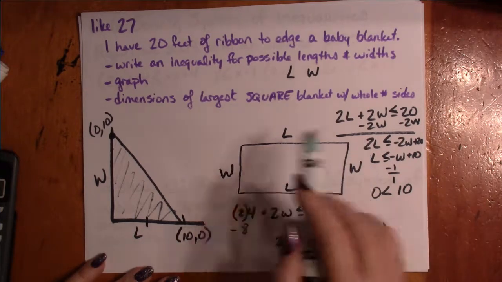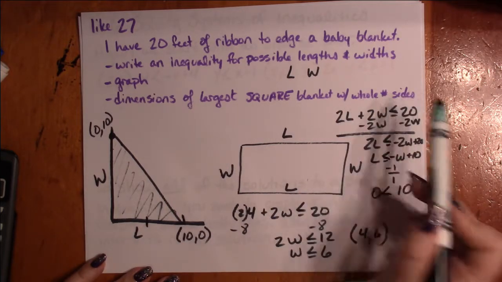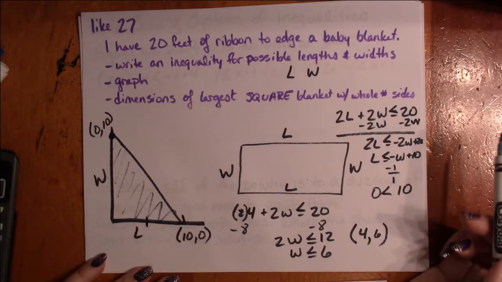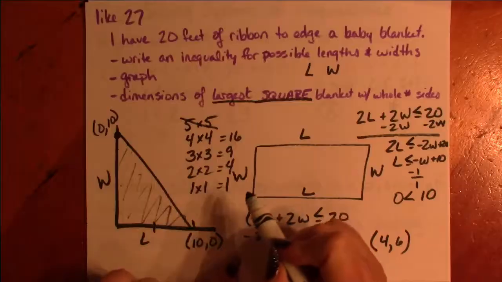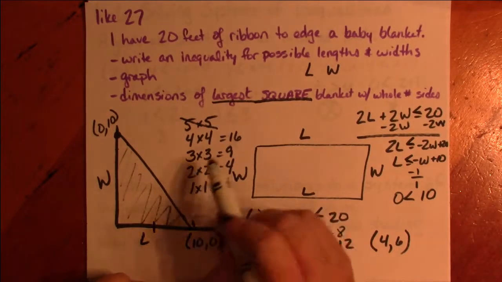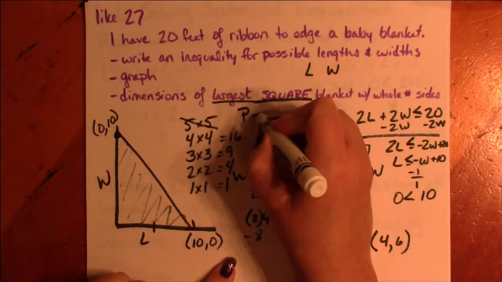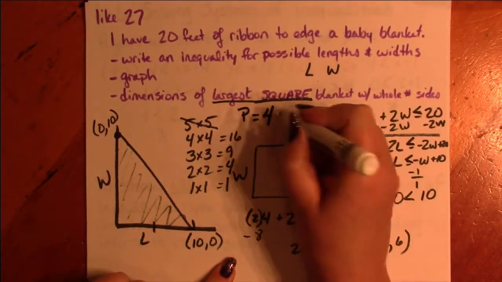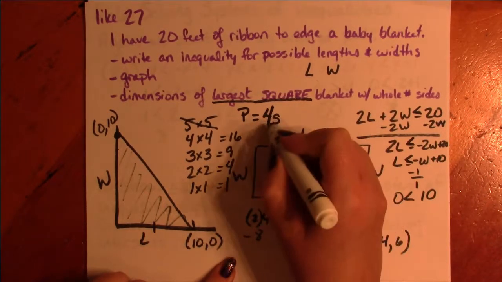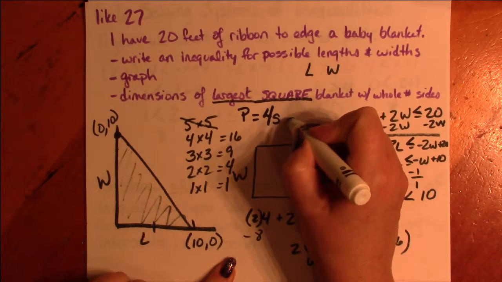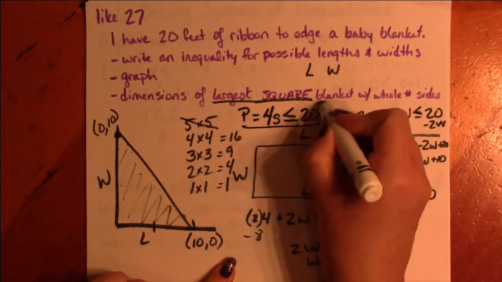The next question, what are the dimensions of the largest square blanket with whole number sides? Well, it can't be 5 times 5 because that's 25. Except that we're going to realize that this is area and we want perimeter. So we want to say the perimeter equals 4 times the length of the sides. So figure out how you can get 4S to be equal to or smaller than 20. This is what you're figuring out, okay?